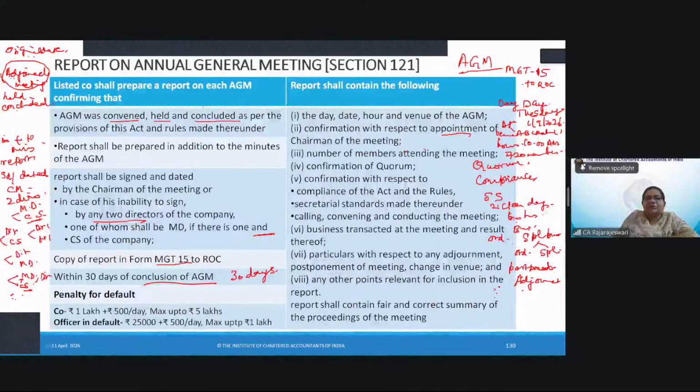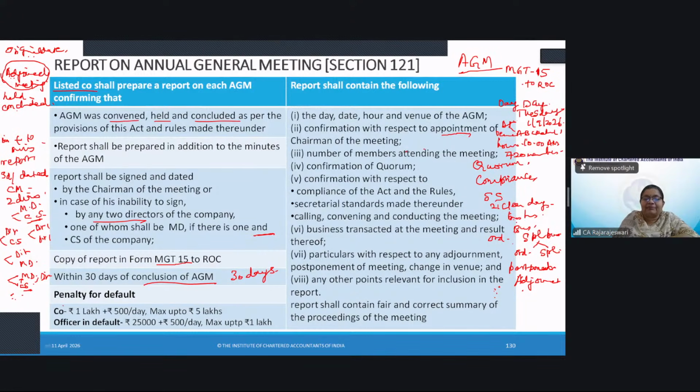This report has to be prepared and given by a listed company. If it has an MD or a company secretary, then both should be the signatories. It should be signed by the chairman, or if the chairman could not sign it, it can be signed by any two directors of the company.